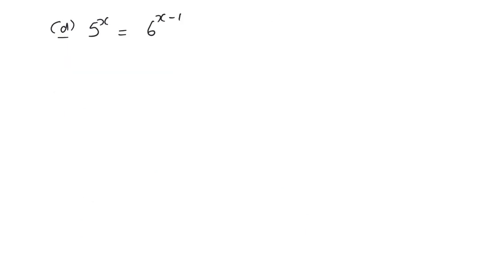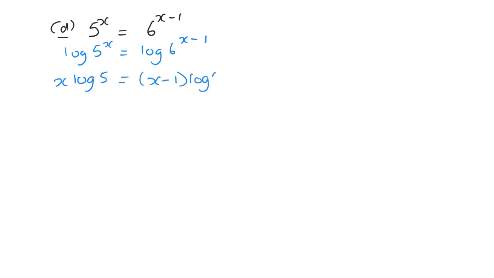D then, 5 to the power of x equals 6 to the power of x minus 1. So powers on both sides. And we're going to take logs of both sides of the equation. So then I can bring the powers down. So we'll get x log 5 equals (x minus 1) log 6.